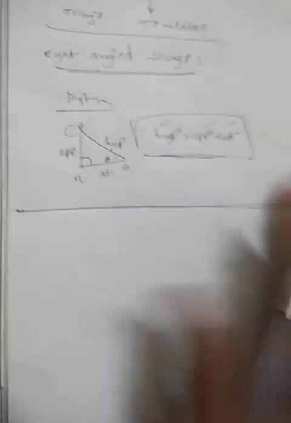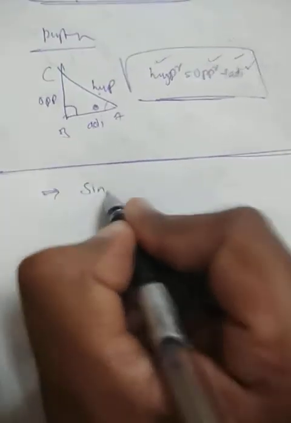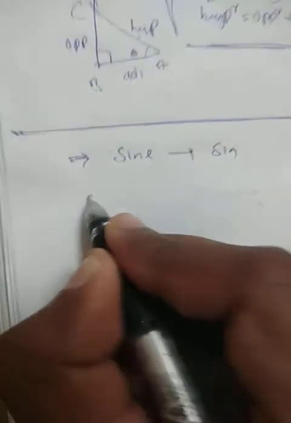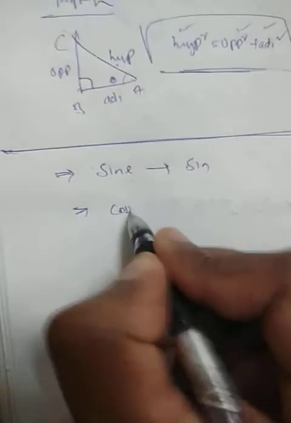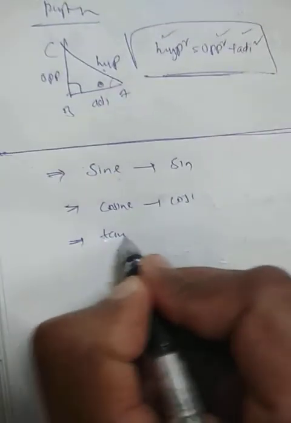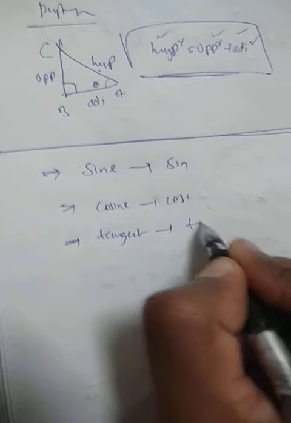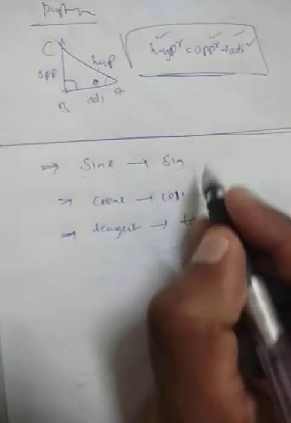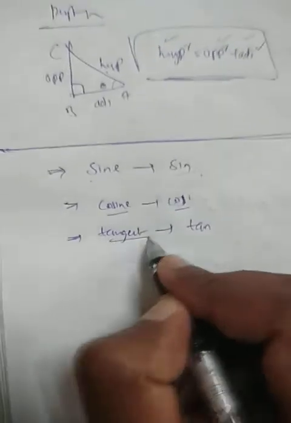So for that, what is the basic terminology of trigonometry? There are 6 basic trigonometric ratios, 6 functions. First one is sine, which we take in general as sin. Next one is cosine, that we can give as cos. Next one is tangent, that we can give simply as tan. Once again: sine, sin; cosine, cos; tangent, tan.